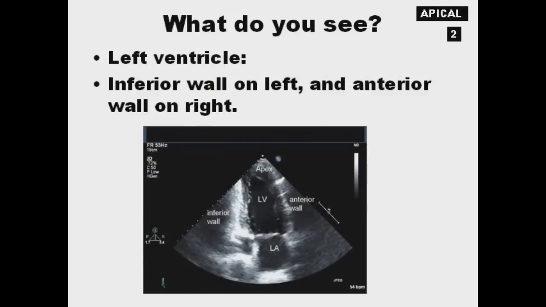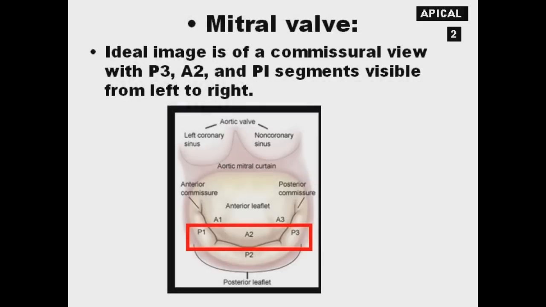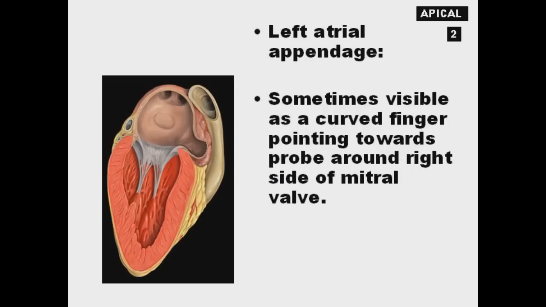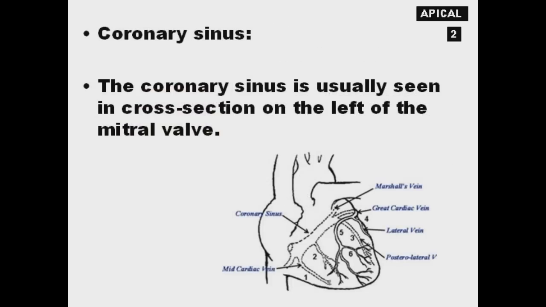Apical two chambers view is a different point of view of the left ventricle, the left atrium, and the mitral valve. Mitral valve appears in a different orientation in this view, and different areas of the valve can be observed. Color flow and Doppler measures are possible in this view, but apical four chambers is more used. Left atrial appendage is a part of the left atrium where commonly, in the presence of cardiac arrhythmias, dangerous clots are produced. Diseases of the coronary sinus are generally of congenital nature.